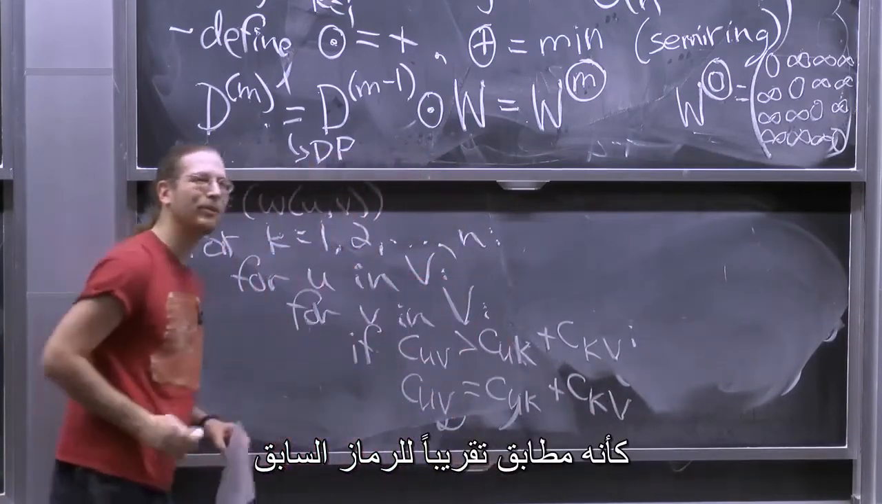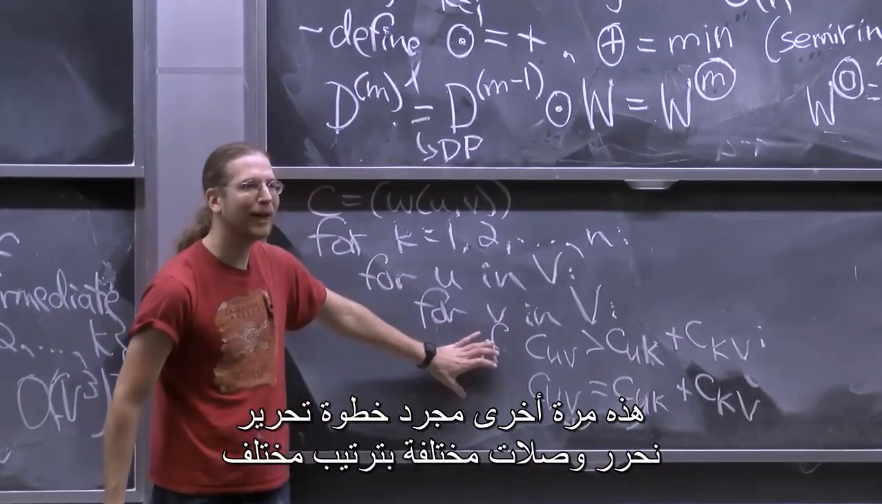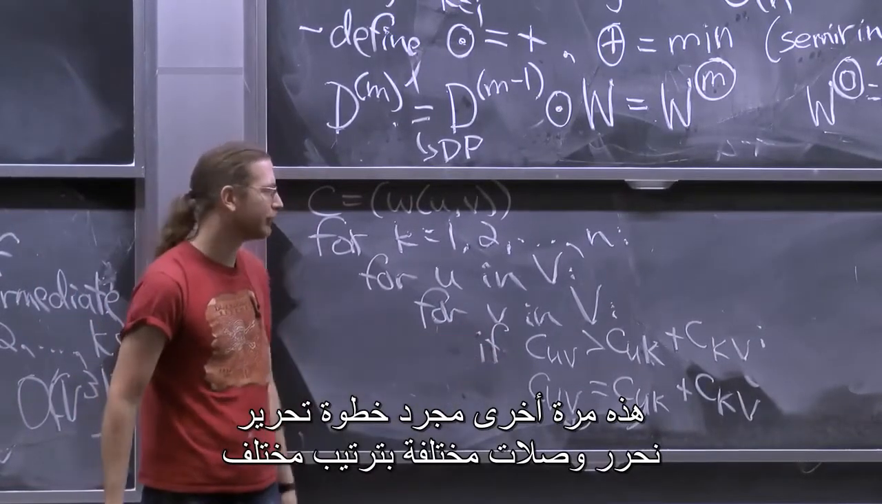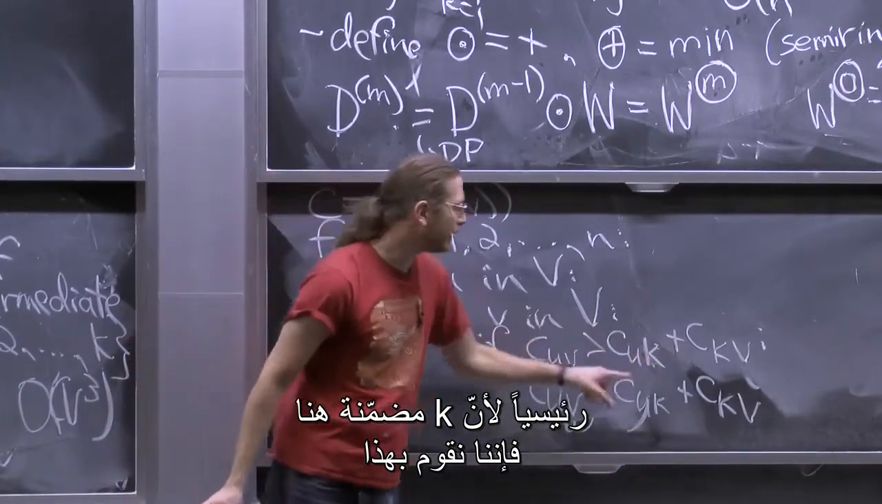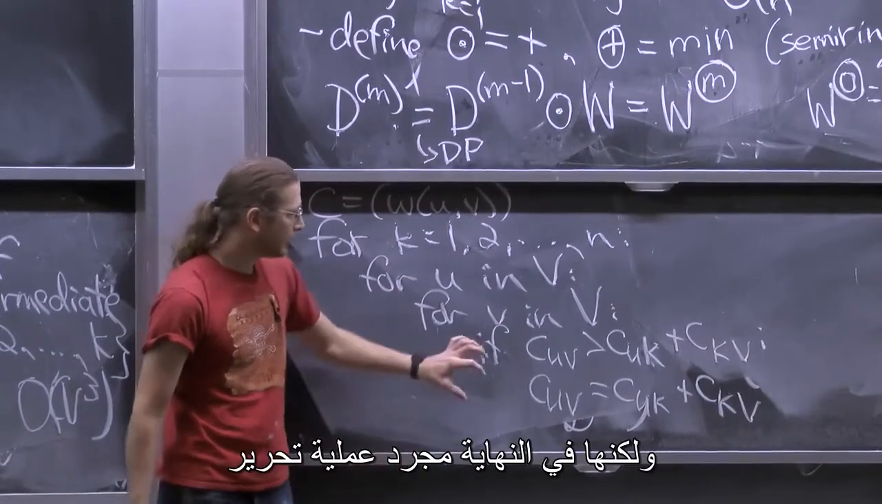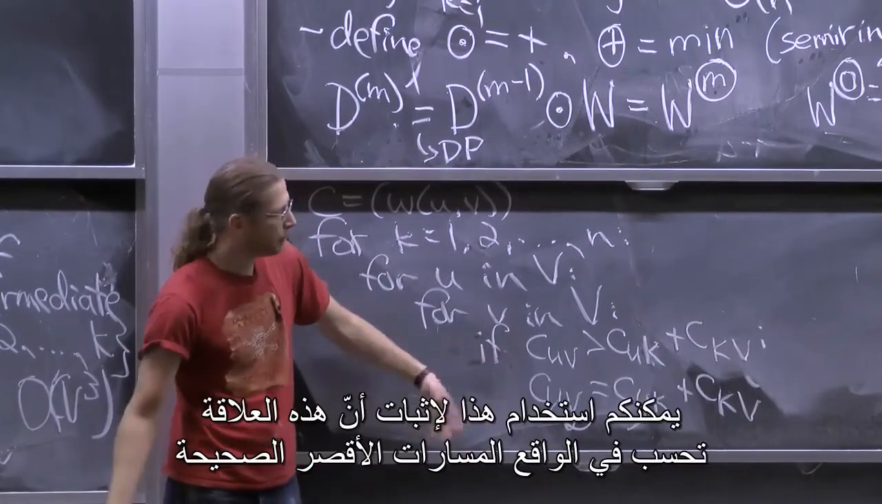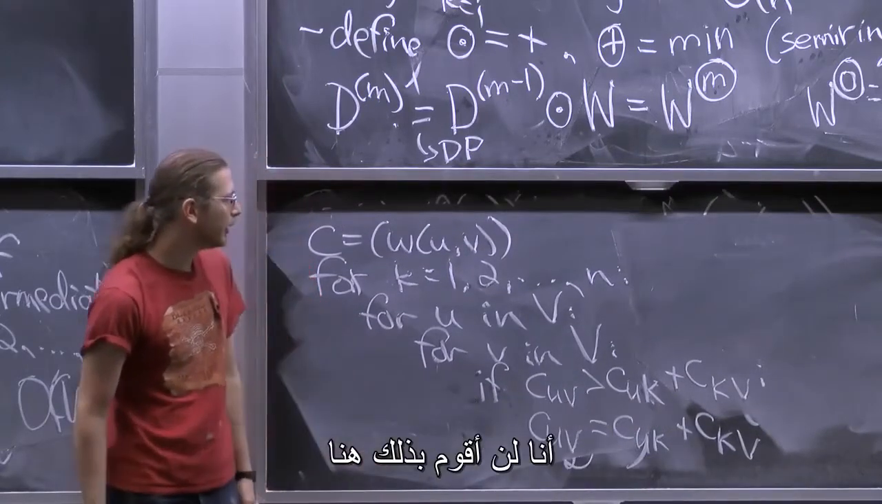almost exactly the same code as before. This is, again, just a relaxation step. We're just relaxing different edges in different orders. Basically, because k is involved in here, we do that for k equals 1, then for k equals 2, and so on. But in the end, it's just relaxations. So you can use that to prove that this actually computes the right shortest paths. I won't do that here.